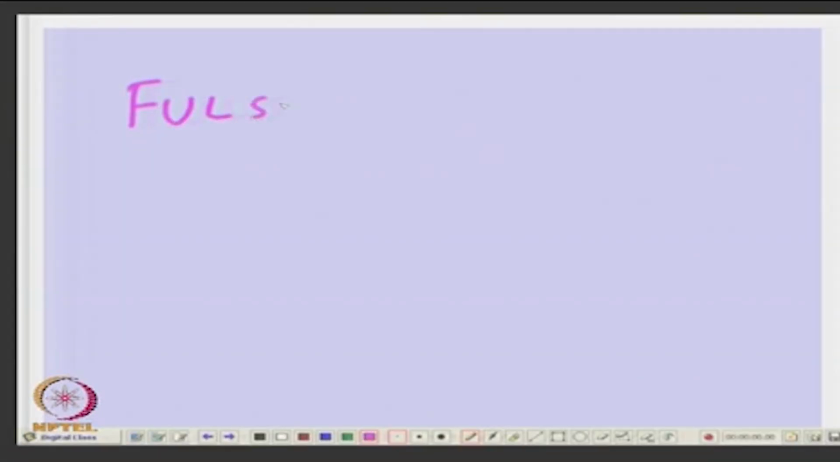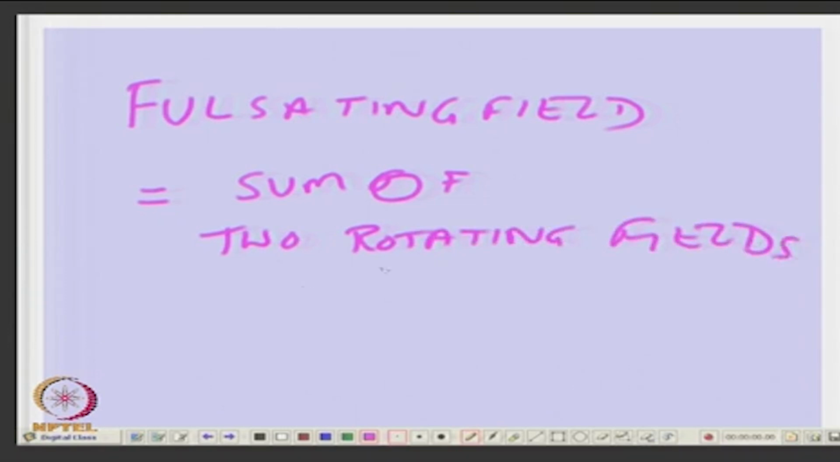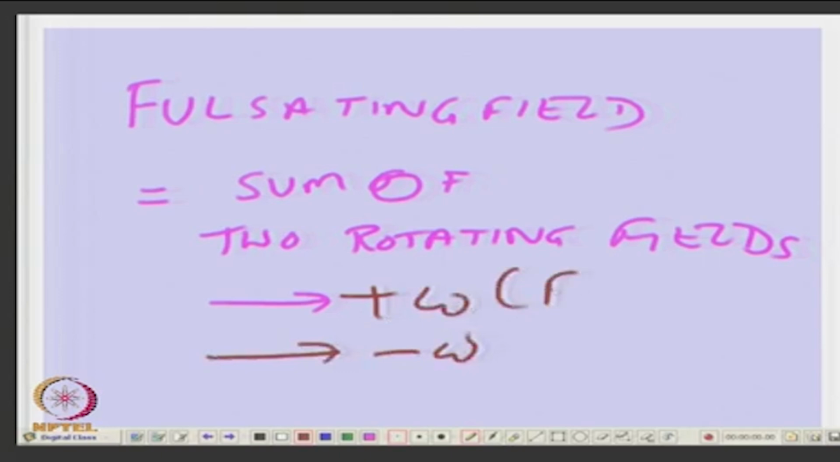Therefore, we come to say that a pulsating field is equal to the sum of two rotating fields. So, one is rotating at plus omega, another rotating at minus omega. This is forward, backward. Any doubt at this point?